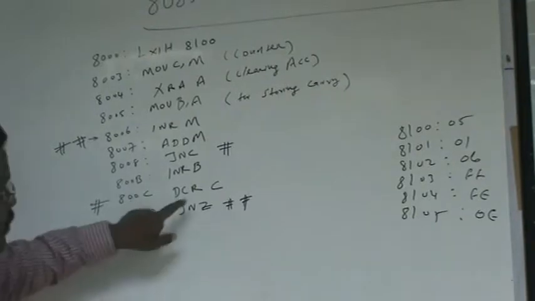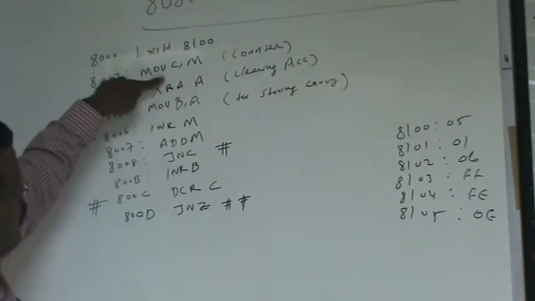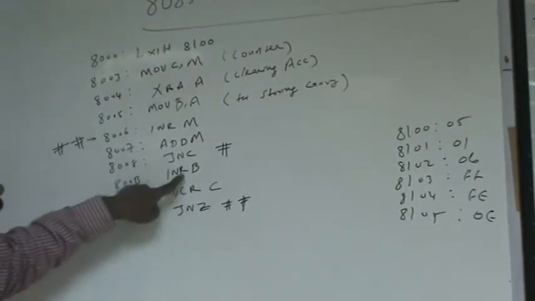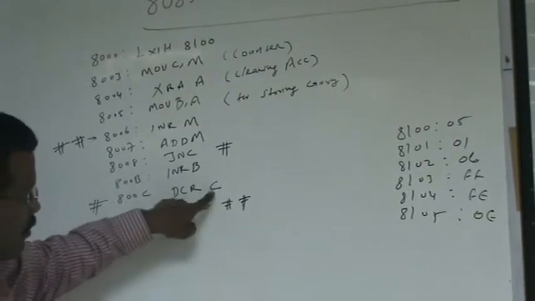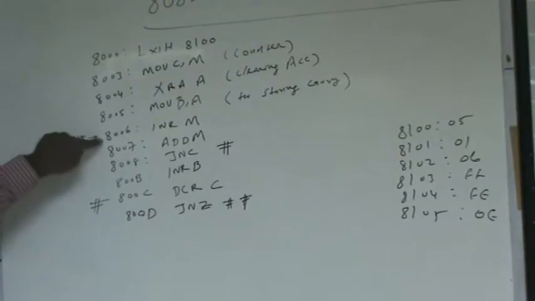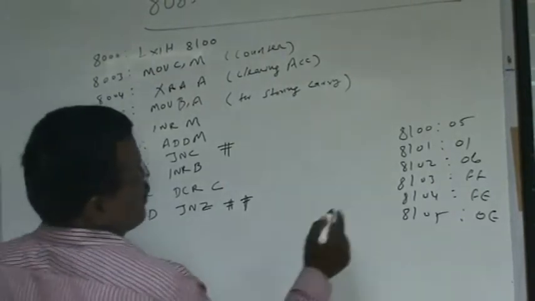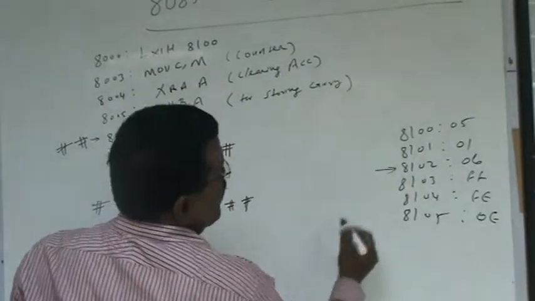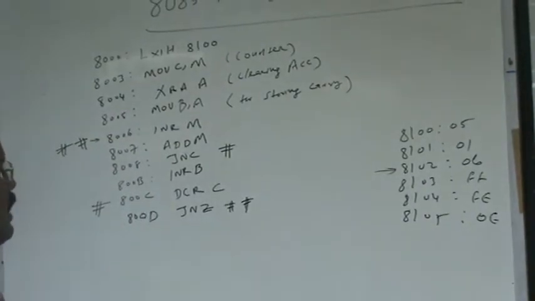Okay. So first time, initially I am storing the value of 5 here. After adding the first data, the value of C will become 0. So the 0 flag is not set to 1, so it will go back here. Now INR M. So what will happen? Now the memory will be pointing to 8102 where I have the second data.